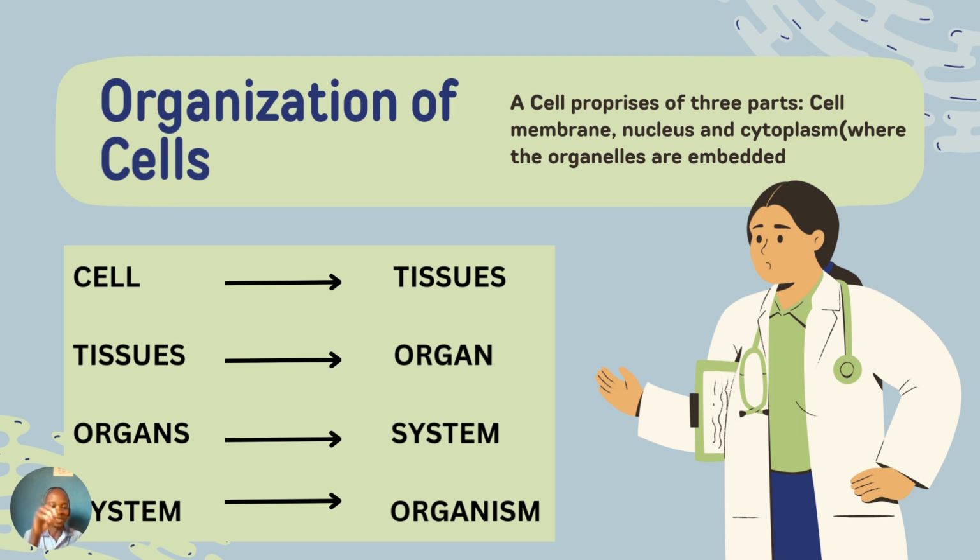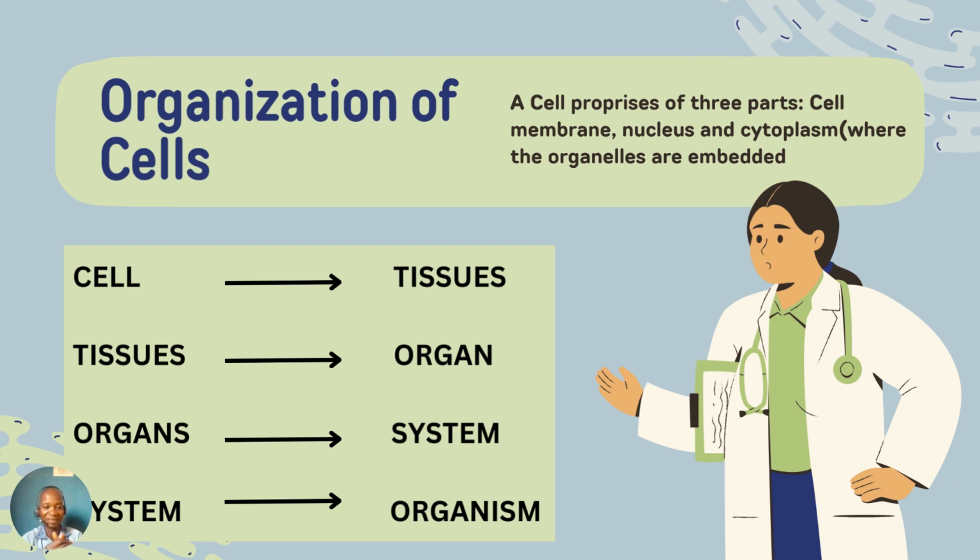Now we have the nucleus, which is where life is constituted, where genetic materials are constituted. They are also membrane bound for eukaryotic cells. Then we also have the cytoplasm, where the organelles are embedded, where they glide and freely move. That's the liquid part of the cells.